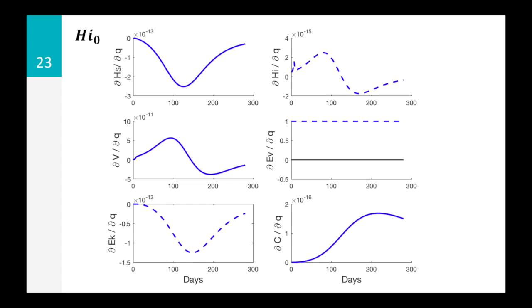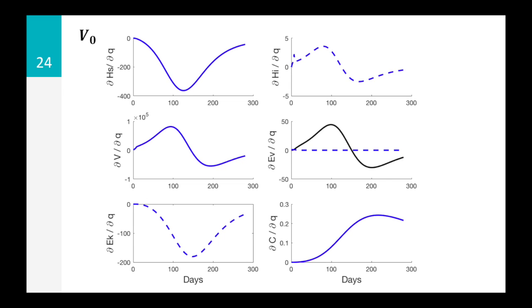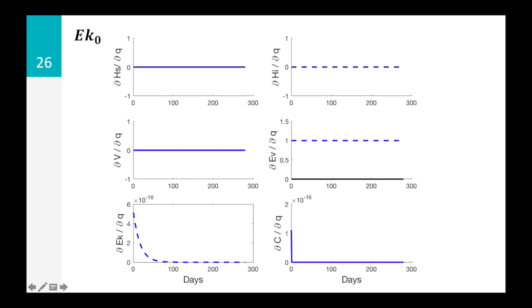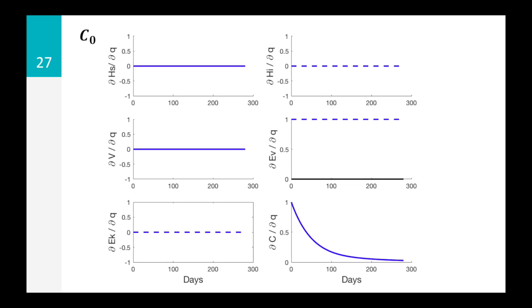Similarly, we can view the plots with respect to the parameter HI0, which is the initial amount of infected kidney cells. Next, we can see the output plots with respect to V0, the initial viral load. And then next, we can see the output plots with respect to EV0, the initial immune system response to the virus. And then here are the output plots with respect to EK0, the initial immune system response to the transplanted kidney. And finally, here are the output plots with respect to C0, the initial creatinine concentration.